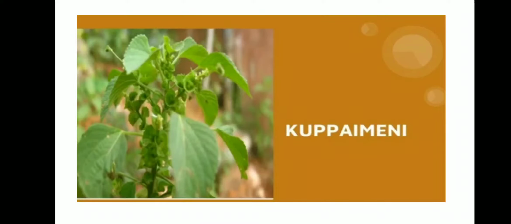Scientific name is what? Acalypha indica. It belongs to the family Euphorbiaceae. The paste obtained from the leaves of this plant is used to cure burns on the skin. The juice of this plant's leaves is mixed with lemon juice to cure ringworm. It's a fungal infection.